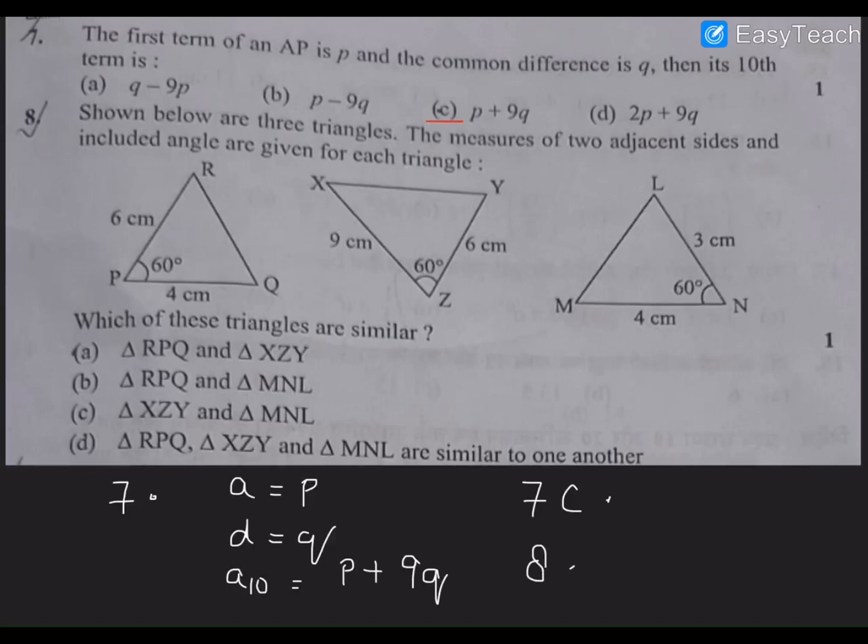Shown below are three triangles, where the measures of two adjacent sides and the included angle are given for each triangle. So in this question, as you can see, P corresponds to Z, and if you calculate the ratio, it will come out to be 2:3. So Q corresponds to Y, and R corresponds to X. So triangle RPQ is similar to XZY. So option A is the correct answer. So 8th, A.